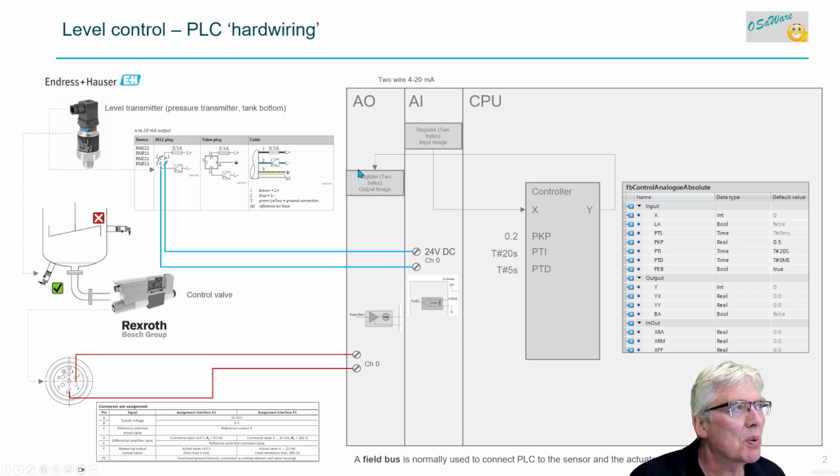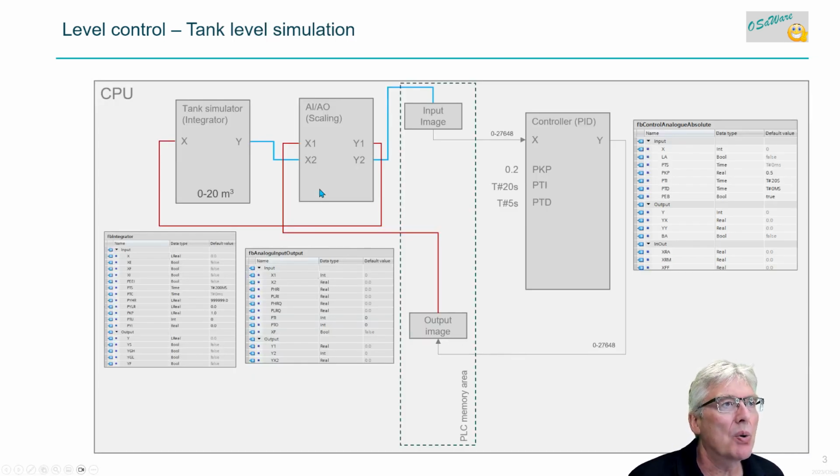Okay, so this is what we call legacy hardware. Normally, a field bus is used to connect the PLC to the sensor, maybe not the sensor, but at least the actuator, if you have that. So this is kind of legacy hardwiring. If you have to do it, use 4 to 20 milliamps.